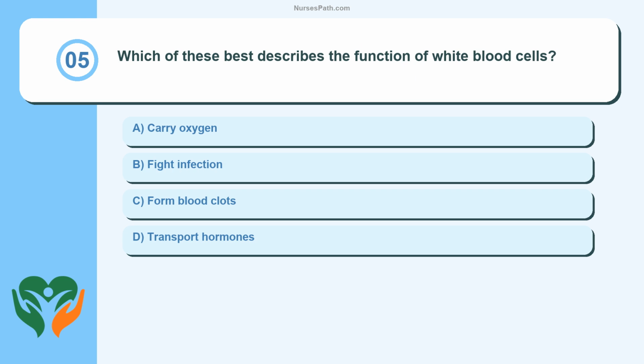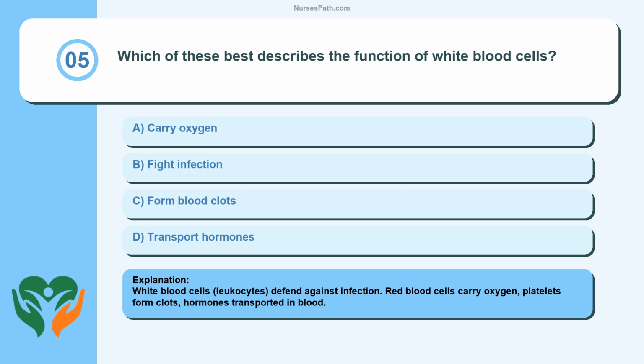Question 5. Which of these best describes the function of white blood cells? Carry oxygen, fight infection, form blood clots, transport hormones. White blood cells, leukocytes, defend against infection. Red blood cells carry oxygen, platelets form clots, hormones transported in blood.